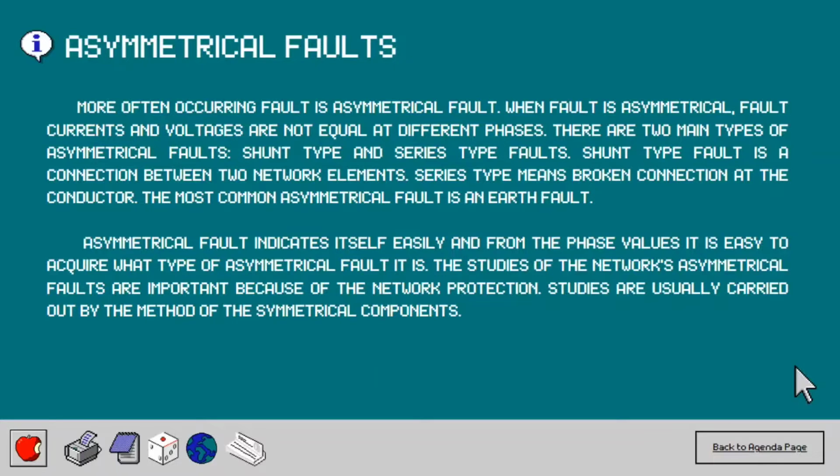The first one is the shunt type. A shunt type fault is a connection between two network elements. The series type means a broken connection at the end of the conductor. The most common asymmetrical fault is an earth fault. An asymmetrical fault indicates itself easily, and from the phase values it is easy to determine what type of asymmetrical fault it is. The studies of the network's asymmetrical faults are important because of network protection. Studies are usually carried out by the method of symmetrical components.